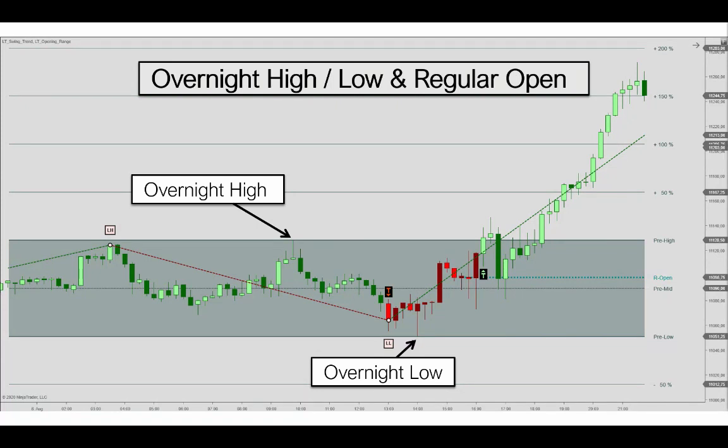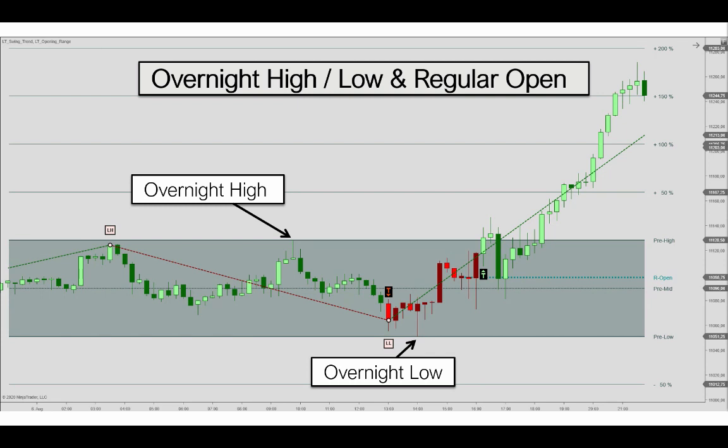This is the swing trend on a 15-minute chart of the NASDAQ contract, showing the overnight high and low, and the regular open. It's generally a good idea to know where these levels are on your charts. They're the most recent support and resistance levels, more recent, of course, than yesterday's price action, and will be the first point of reference during the regular session.